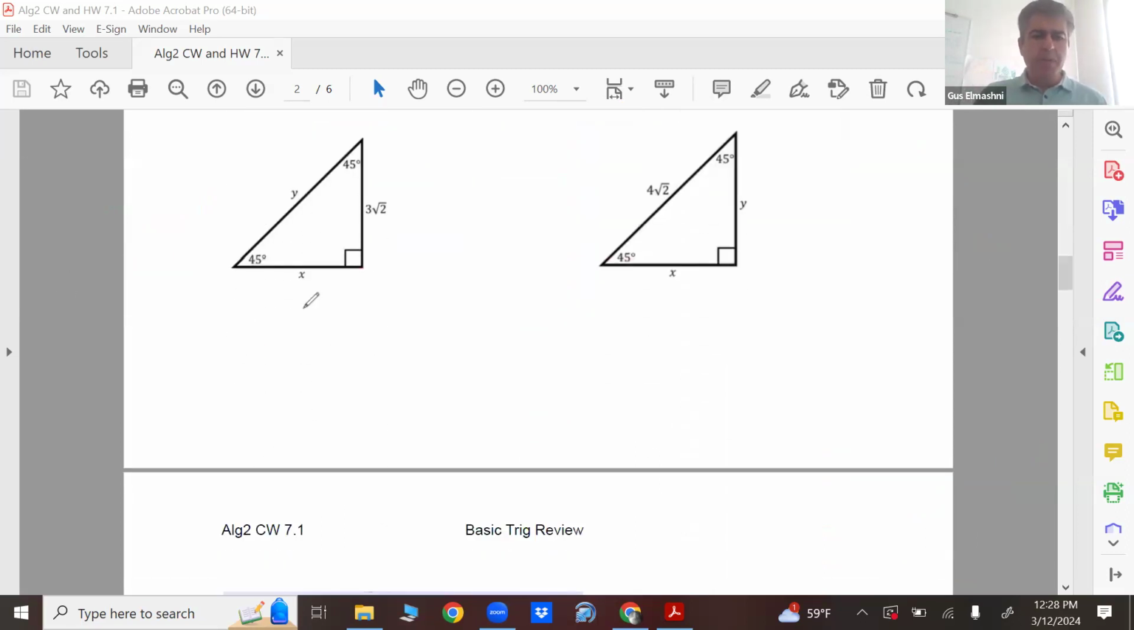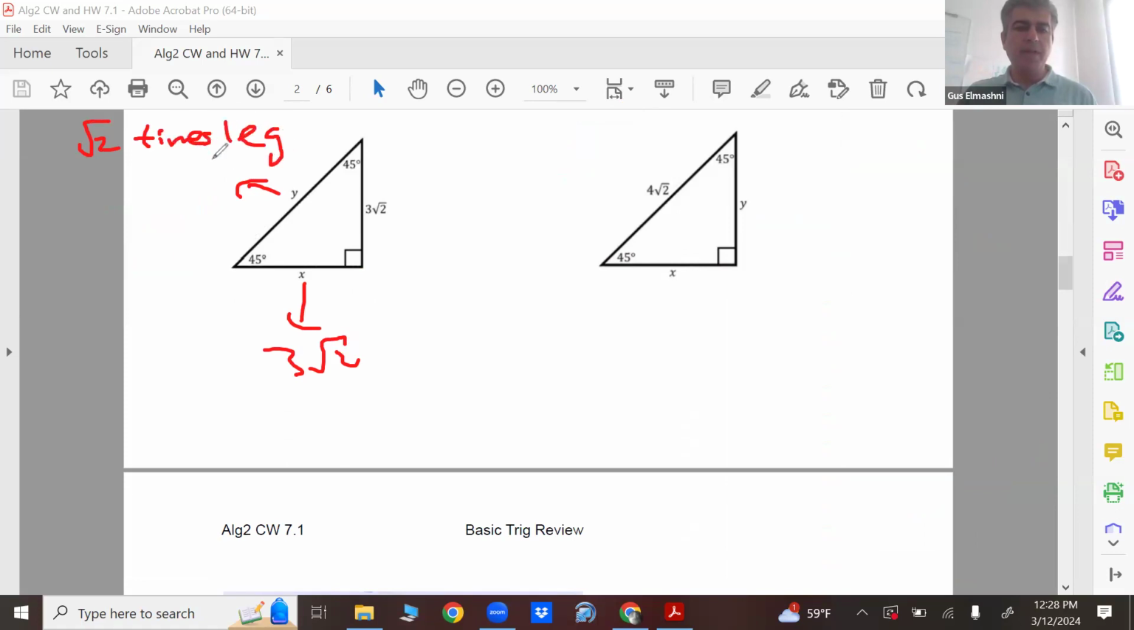Tell me what x is here. Same as the other one, exactly. And then this is going to be root 2 times the leg, which is 3 root 4... 3 times 2, which is 6, right? And then here, again, we know this is root 2 times the leg.